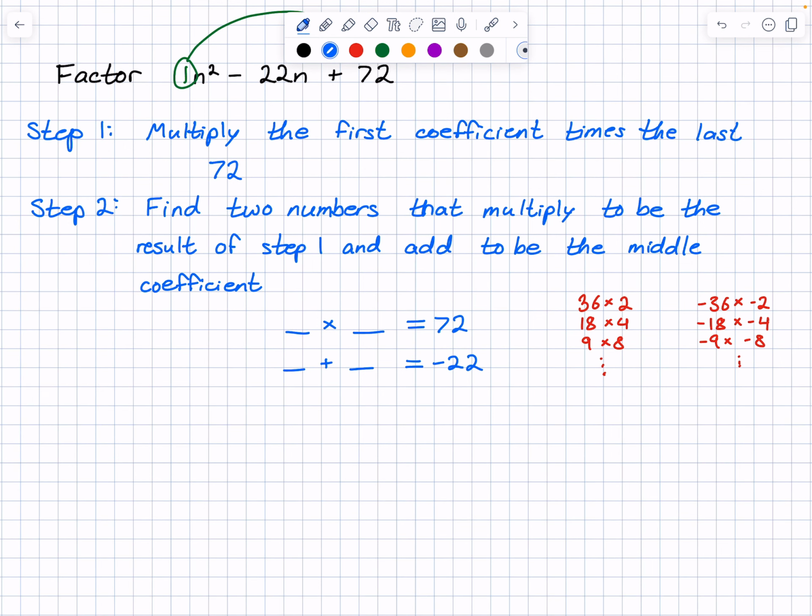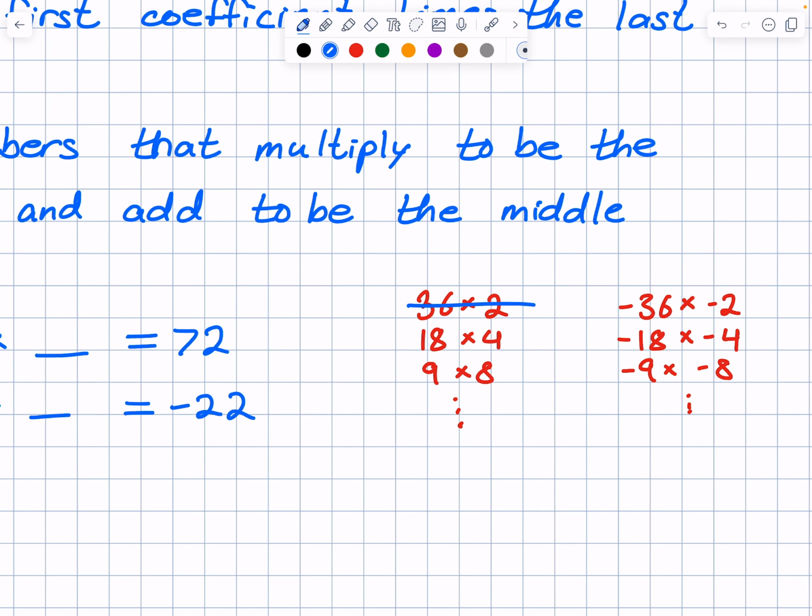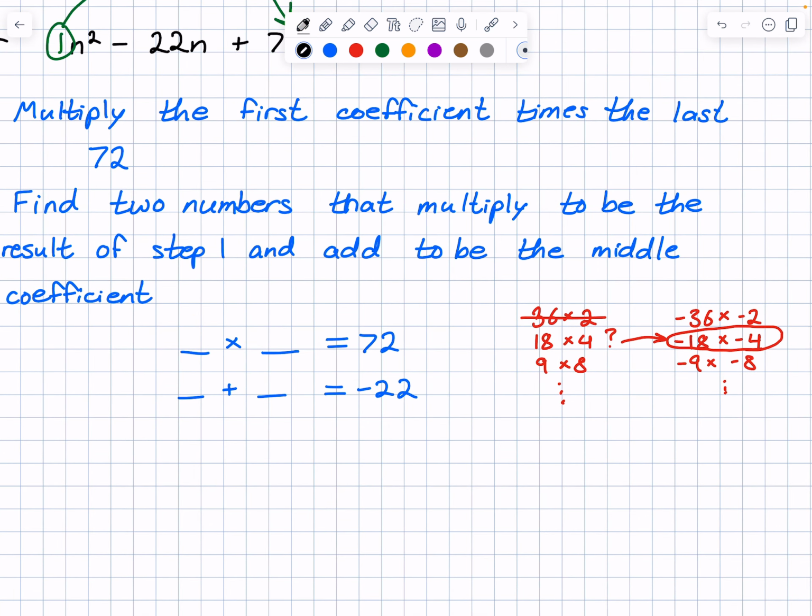So if you've got a list of numbers that you've written down, you can just use process of elimination. Which ones of these add to be negative 22? Well, this adds to be 38, so not that. I can cross it off. This adds to be 22, so close. In fact, so close that I should check this guy over here. Negative 18 and negative 4, hey, that adds to be negative 22. So those are my two numbers. I found them. The answer is negative 18 and negative 4.